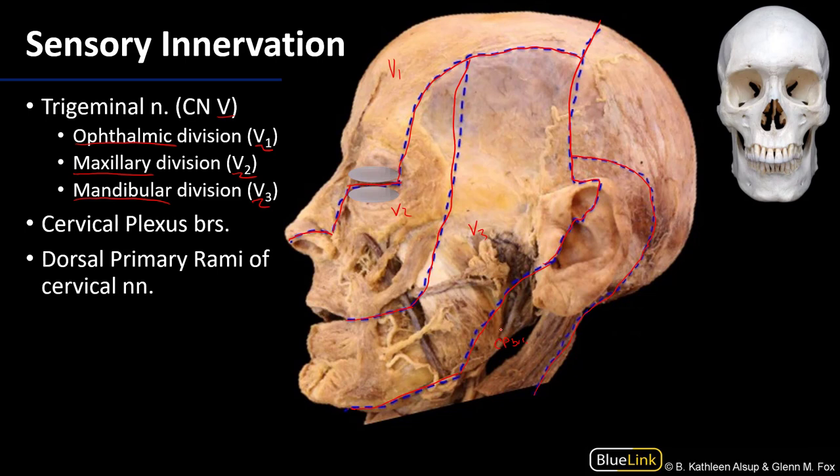The cervical plexus comprises the ventral primary rami of cervical nerves C1 through C4. The dorsal primary rami of those nerves can serve the remainder, or the posterior aspect of the head. The granularity of that is really beyond the scope of our sessions. So these are the basic head and a little bit of the neck dermatomes that you want to keep in mind as we continue our discussion.